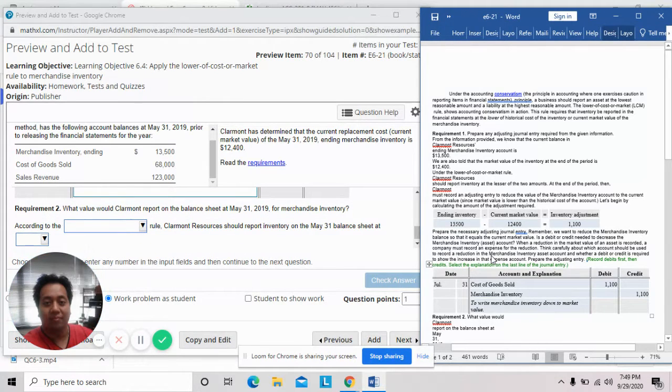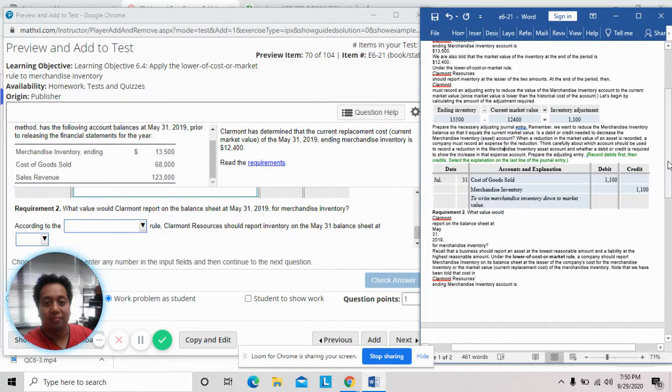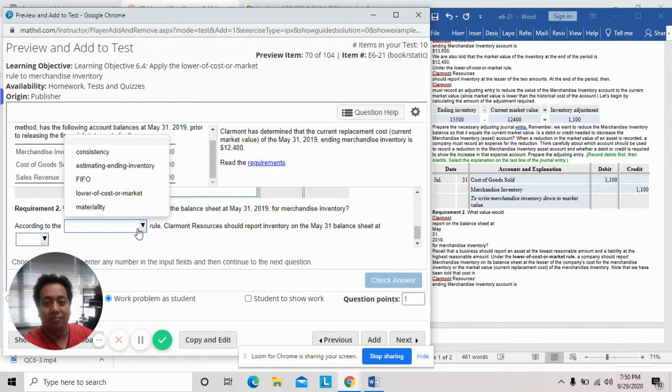So now to requirement 2. What value would Claremont report on the balance sheet on May 31st, 2019? So look at the details on this requirement. Keep in mind that when you recall that a business should report an asset at the lowest reasonable amount and a liability at the highest reasonable amount, we will be using the lower of cost market rule. That's the rule I would use here.